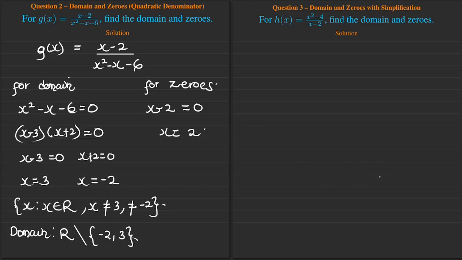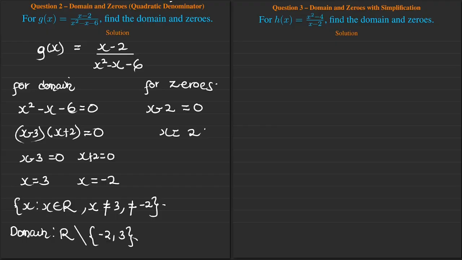So this is going to be the last example we solve, and it has to do with simplification. It's not always that we just quickly go and find our domain and then zeros. Sometimes you need to pay critical attention to what you have before you. So let's look at our last question on our screen.